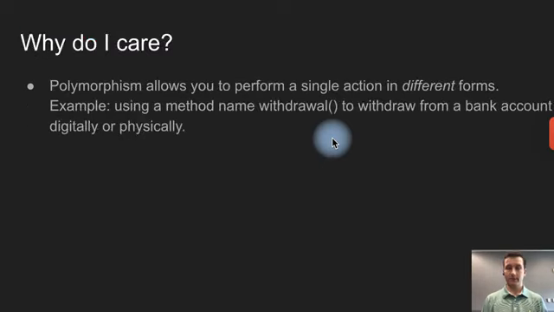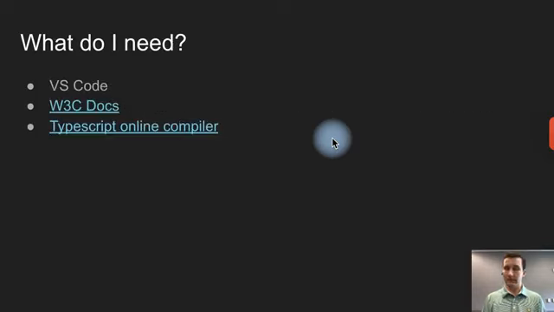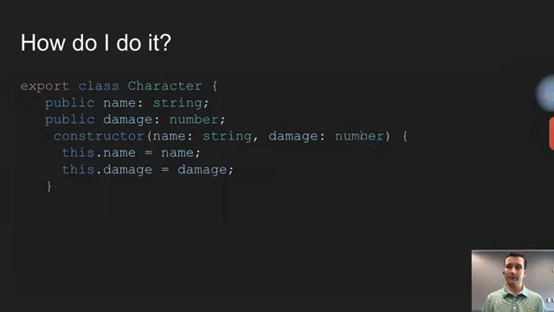Why do I care? Okay, we'll talk about polymorphism. Polymorphism allows you to perform a single action in different forms. Example, using a method named withdraw to withdraw from a bank account, digitally or physically. What do I need? VS Code, W3C documentation, and the TypeScript online compiler. How do I do it?